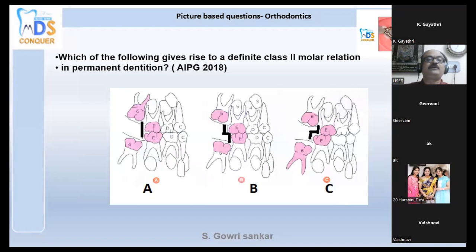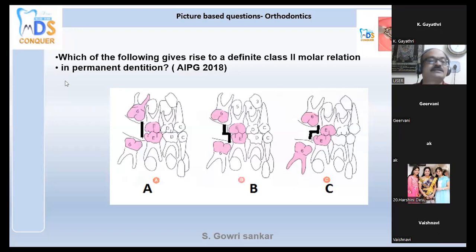Can you identify a definite class 2 relationship occurring from which of these conditions? A, B, C. One minute. So which of the following gives rise to a definite class 2 relationship in permanent dentition? Yes, distal step.